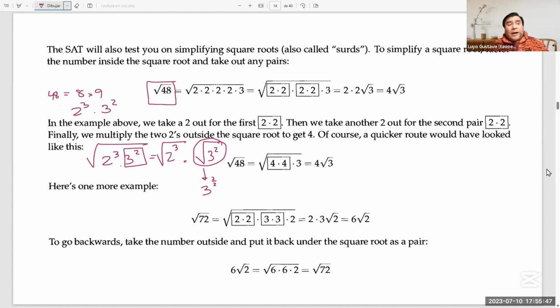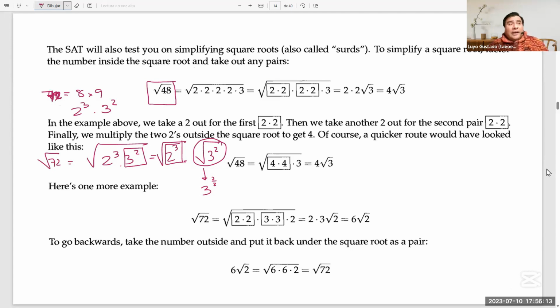Okay, what about this one? From this power, you can separate the highest even exponent. 48 is 8 times 9. Oh my God, I was thinking of 72. Okay, I don't want to repeat the same example on the right. 72, sorry. So the square root of 72 equals this. What would it be if we simplify it?